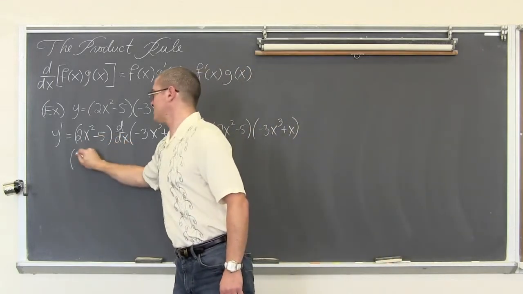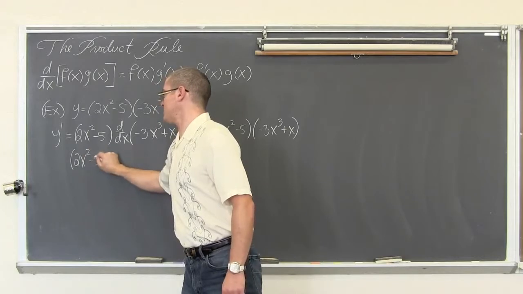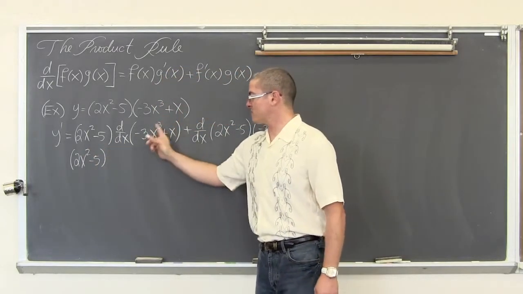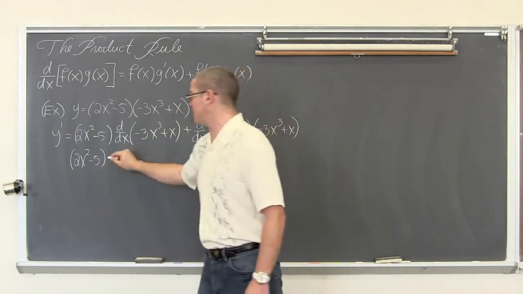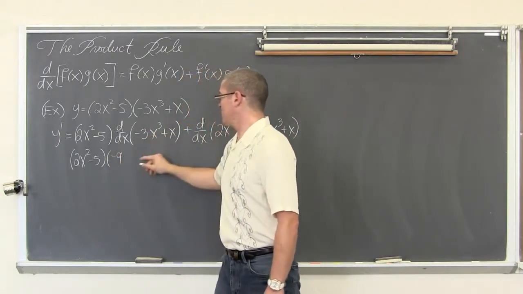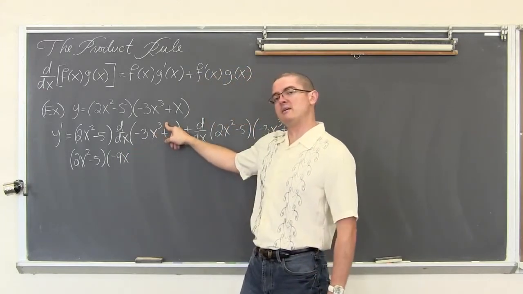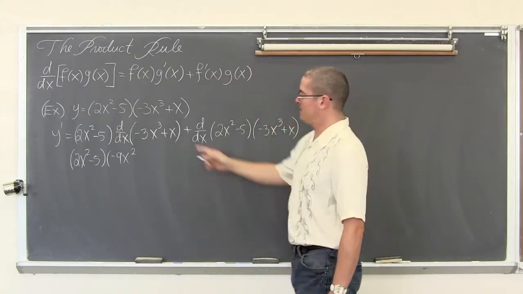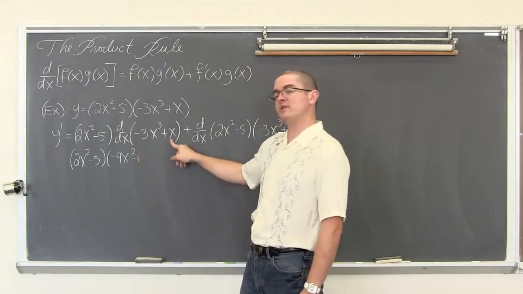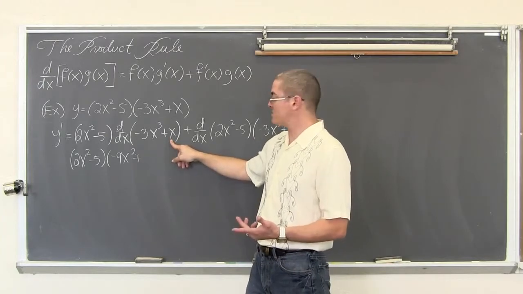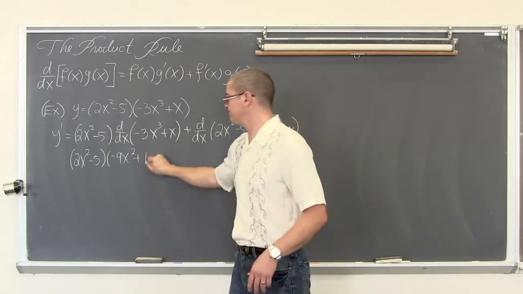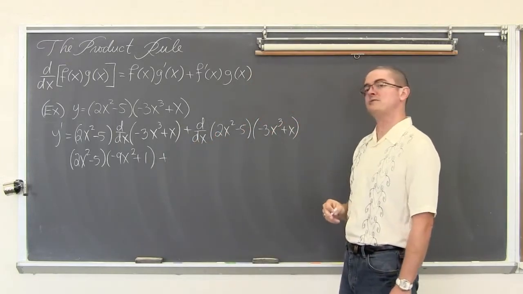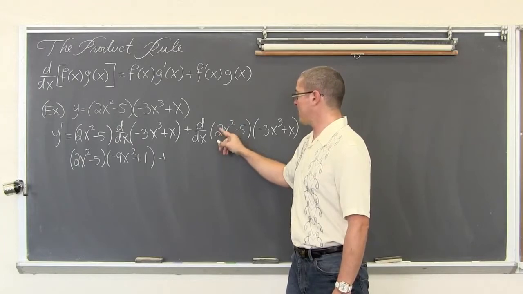So I'm just going to copy this down again, 2x squared minus 5. The derivative with respect to x of this factor is going to be negative 3 times 3, which is negative 9, and x, we need to reduce that exponent by 1, so that's going to be squared. And then we have plus the derivative of x with respect to x, that's just going to be 1. Plus the derivative of 2x squared minus 5 is going to be 4x to the first.